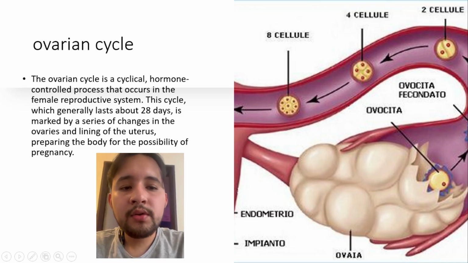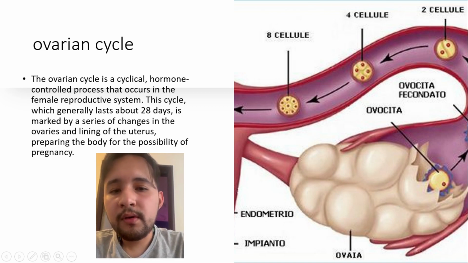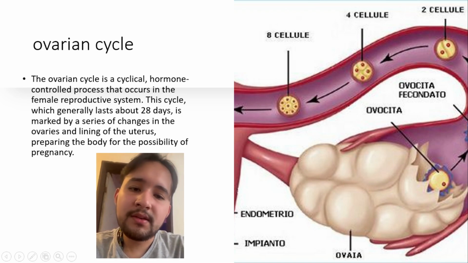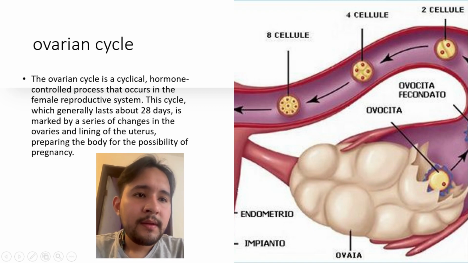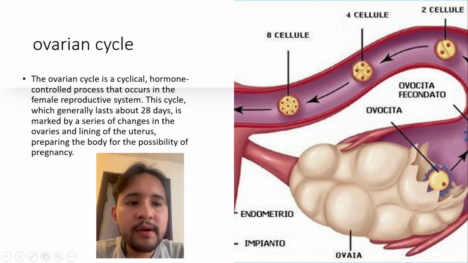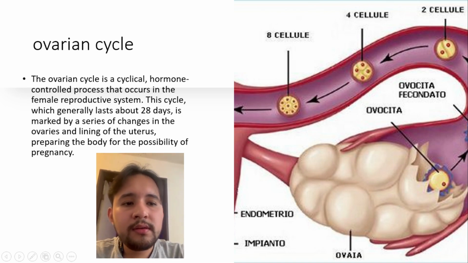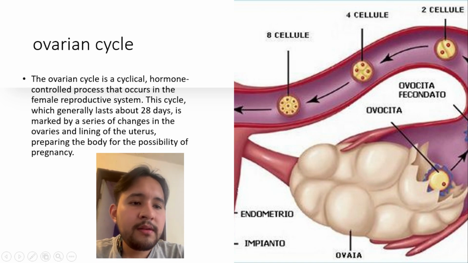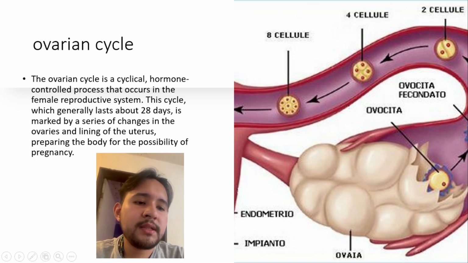Hello again. I'm going to talk to you about the ovarian and menstrual cycle. Let's go. Ovarian cycle. The ovarian cycle is a cyclical hormone control process that occurs in the female reproductive system. The cycle, which generally lasts about 28 days, is marked by a series of changes in the ovaries and lining of the uterus, preparing the body for the possibility of pregnancy.